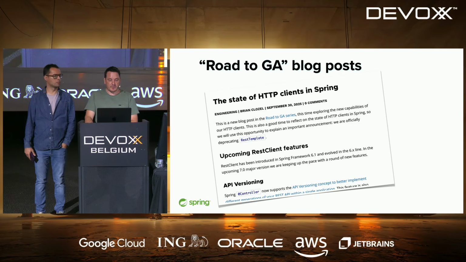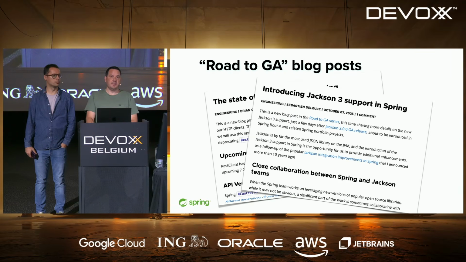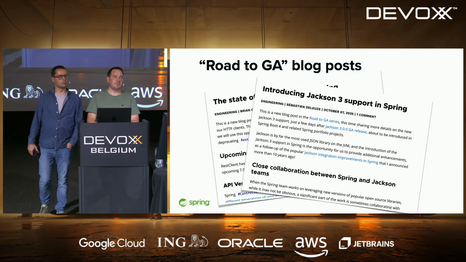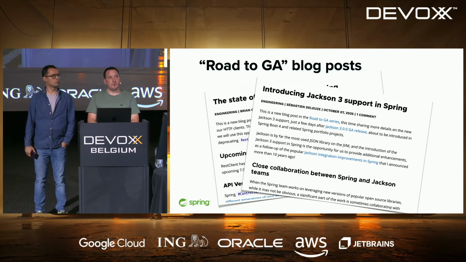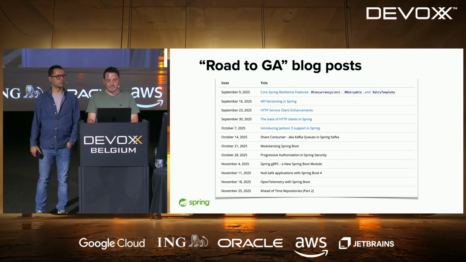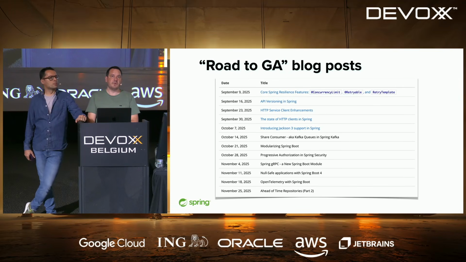That one was actually released quite recently by Brian. It explains the state of HTTP clients and the soft deprecation of RestTemplate and your options going forward. There is also the Jackson 3 story. As you may have heard, Jackson 3 went GA like last week, I think. We do have support for Jackson 3 and are moving towards Jackson 3, deprecating the Jackson 2 support that we have. That's explained in more detail in that blog post. If you're interested, there are quite a few other ones coming up. Go to spring.io/blog if you're interested in reading about that.